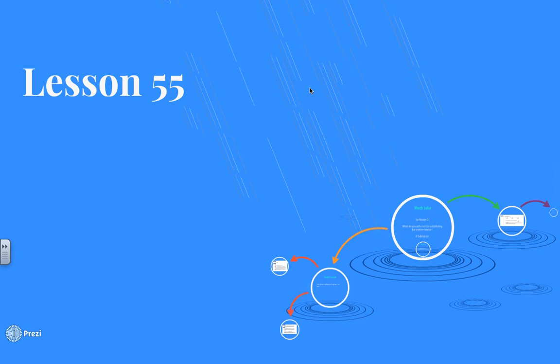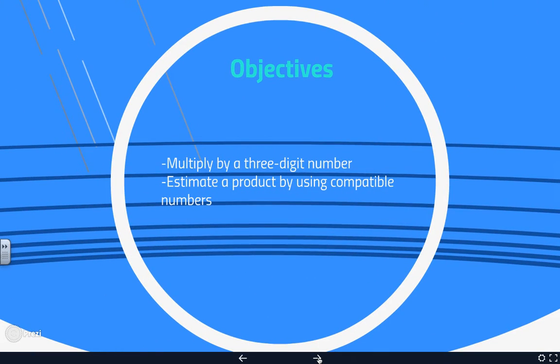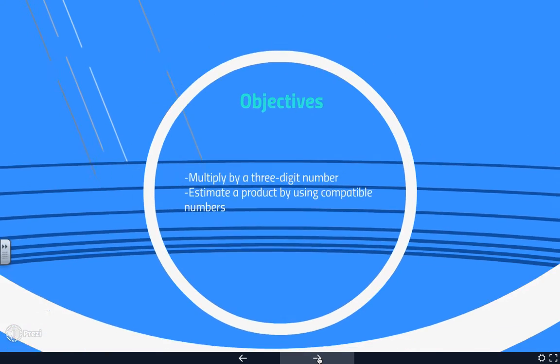We are on lesson 55, multiplying by three-digit numbers. And here is our objective for today. We are going to be able to multiply by a three-digit number by the end of this lesson. And we're also going to be able to estimate a product by using compatible numbers.